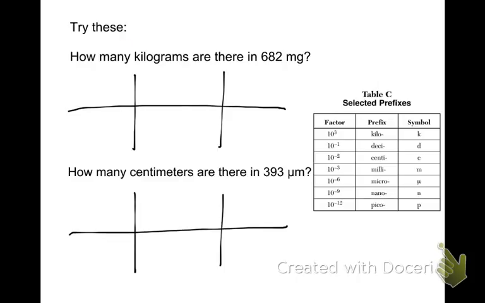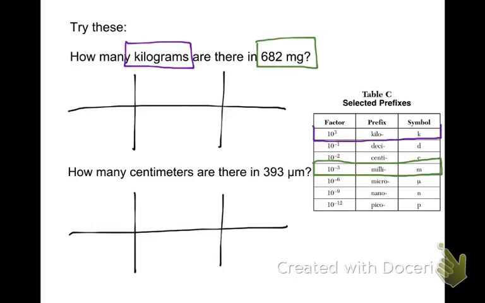So once we've done that, let's read what it is we're converting to and from. So it says how many kilograms are there in 682 milligrams. So that means that looking at reference table C, we're using our conversion for milli, and we're also using our conversion for kilo. So let's write these two conversion factors.